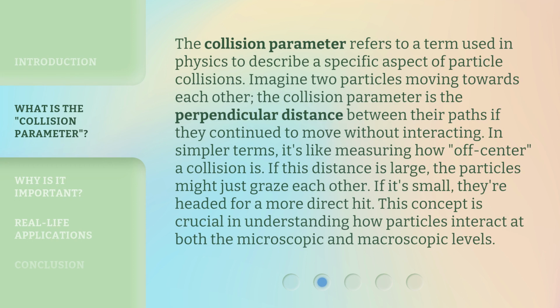The collision parameter refers to a term used in physics to describe a specific aspect of particle collisions. Imagine two particles moving towards each other. The collision parameter is the perpendicular distance between their paths if they continued to move without interacting. In simpler terms, it's like measuring how off-center a collision is.